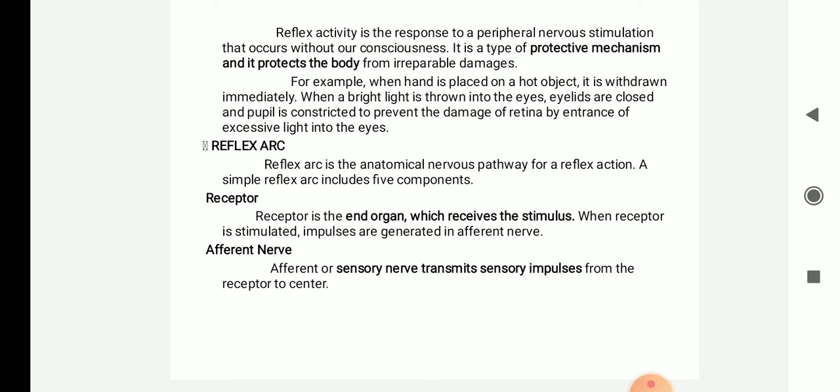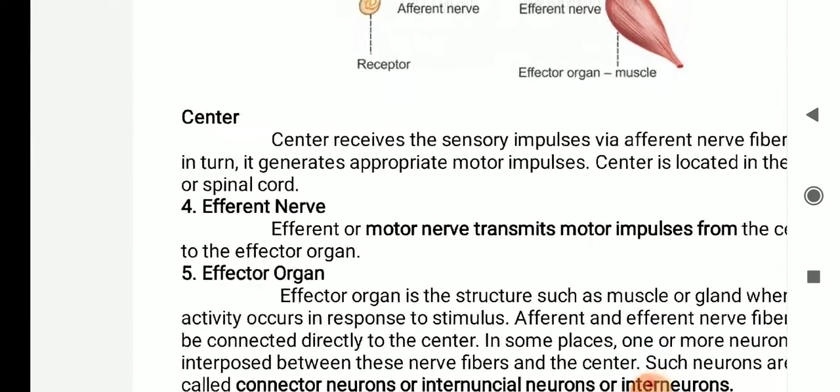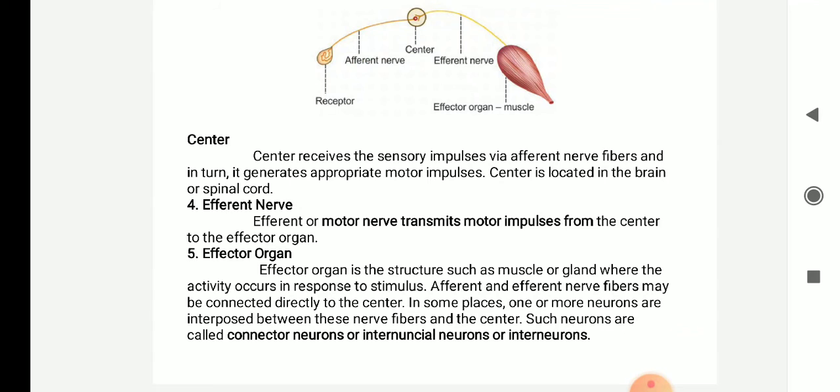So when the receptor is stimulated, impulses are generated in the afferent nerve. So the afferent nerve, or sensory nerve, will transmit the impulses from the receptor to the center. Okay, so the center receives the sensory impulses via afferent nerve fibers and in turn generates appropriate motor impulses. So the center is located in the brain or in the spinal cord.